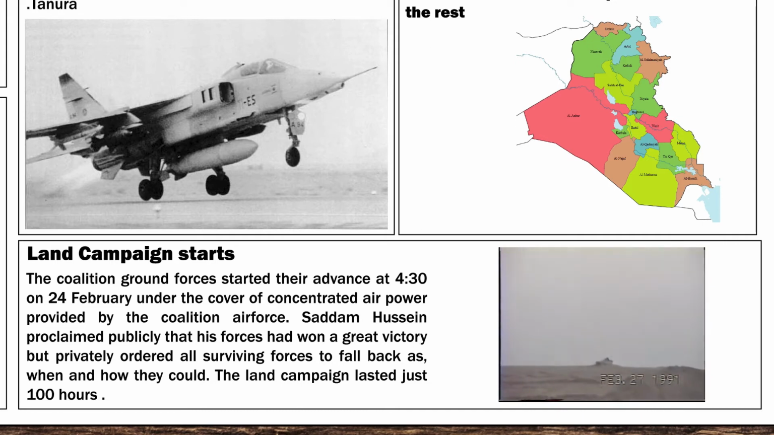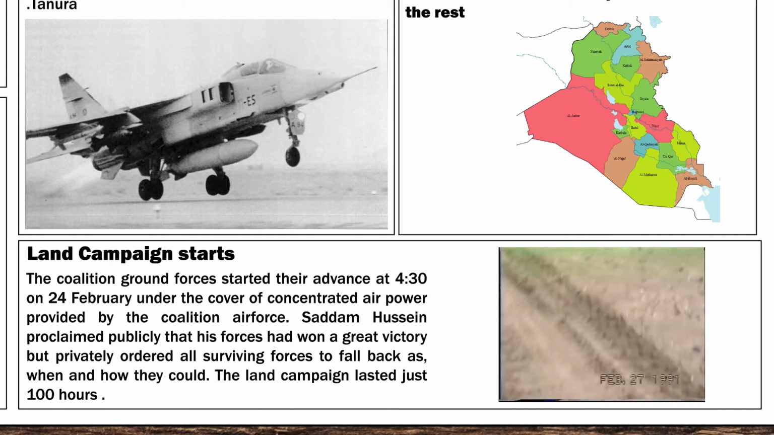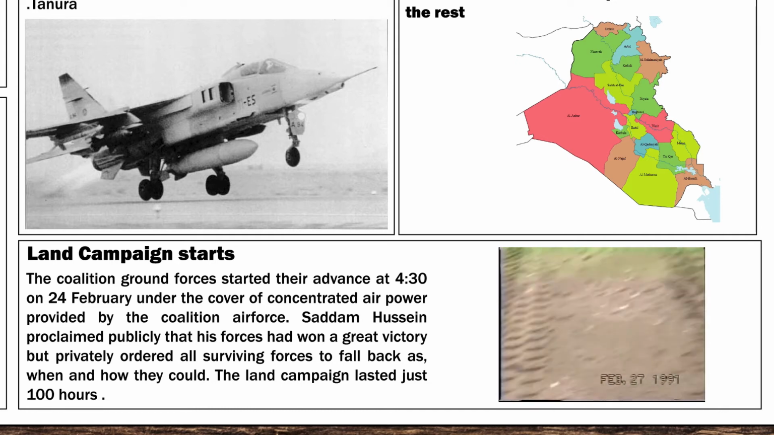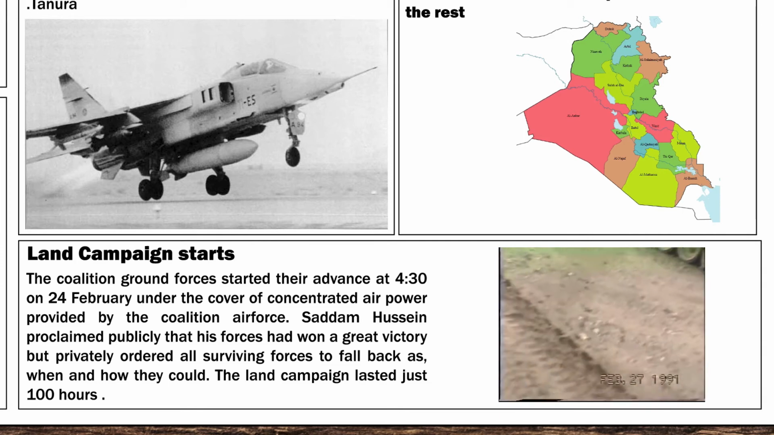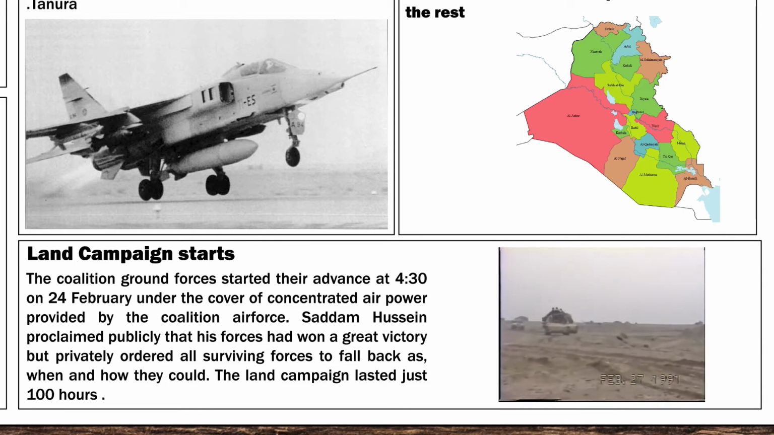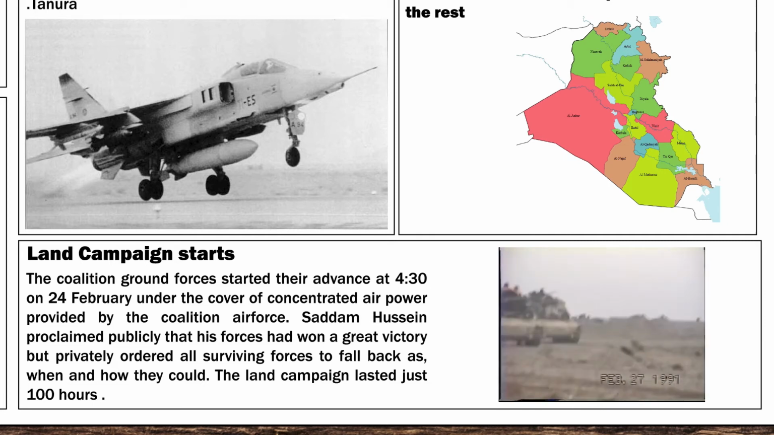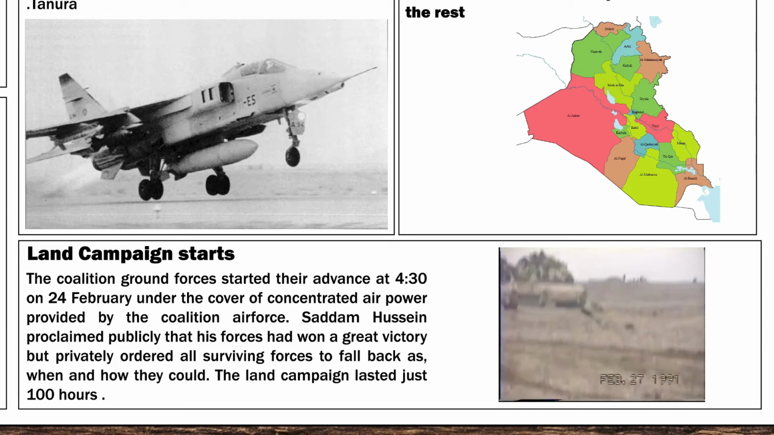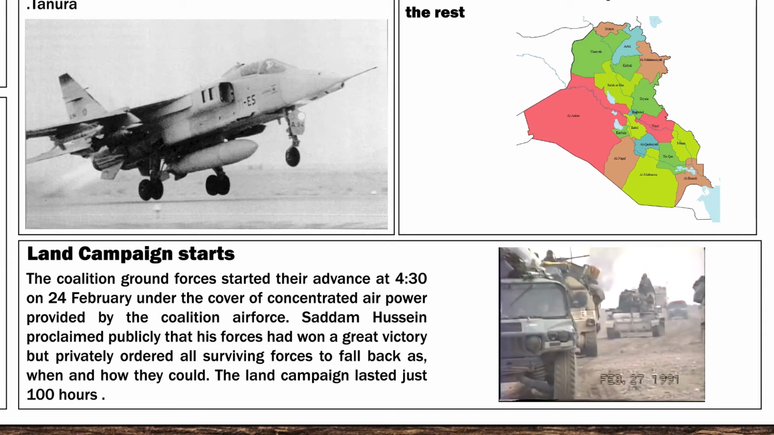The coalition ground forces started their advance at 4:30 a.m. on February 24th under the cover of concentrated air power provided by the coalition air force. Iraqi defense was based largely on the belief that the coalition's primary effort would be made by ground and amphibious forces in and around Kuwait, but in fact the main weight of the coalition offensive had shifted to the west.